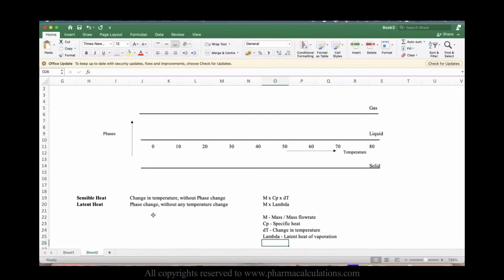While estimating a heat load, we are going to use both the parameters. Heat load can be estimated by using the formula m Cp delta T plus m lambda. Based on the requirement, we are going to calculate these things, whether it is sensible heat or only the latent heat. These things we have to understand before going into the topic. Now let's see how exactly we need to estimate these loads.